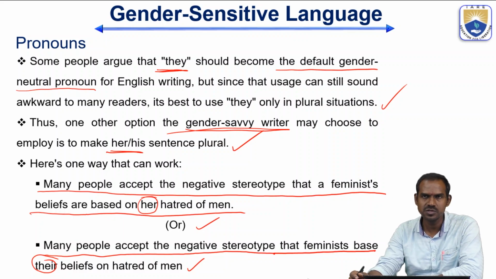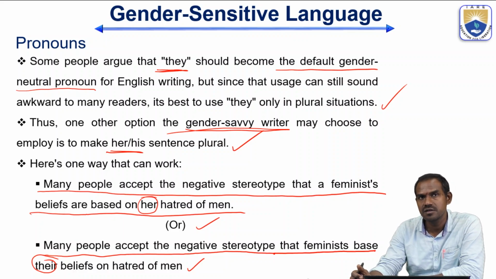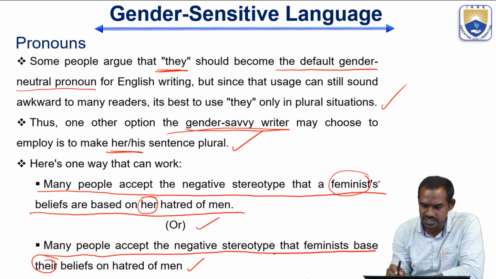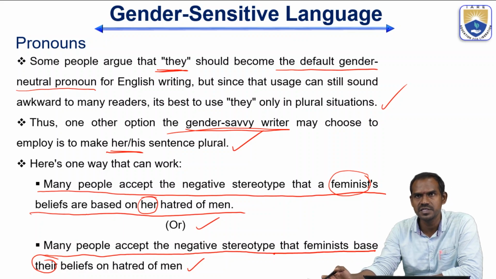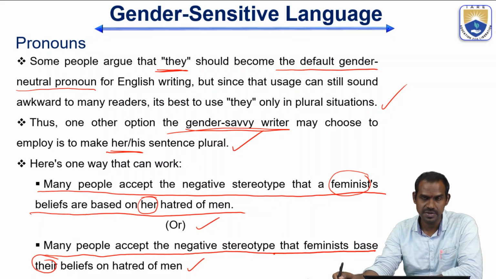So I hope you understood this usage of his or her. Many people accept the negative stereotype that a feminist's beliefs are based on her hatred of men. Here, her means feminist. So, feminist apostrophe s means feminist beliefs. The beliefs of feminist are based on her hatred of men. And it can be represented as many people accept the negative stereotype that feminists base their beliefs on hatred of men.